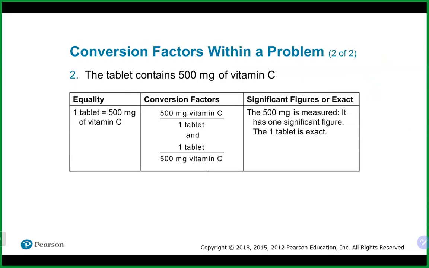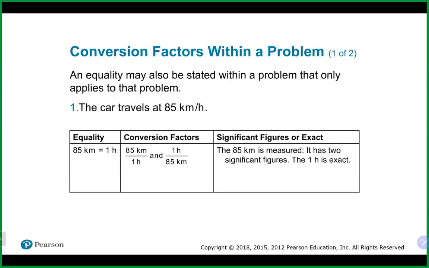All right, so we were here. As we were talking about here, when we have an equality, we may have an equality that's actually given to you in the problem. So for example, here we have a car that travels at 85 kilometers per hour. That basically is a conversion factor that has the 2 units. Something per something is basically a fraction. That means you could go 85 kilometers in 1 hour, or in 1 hour you could travel 85 kilometers.